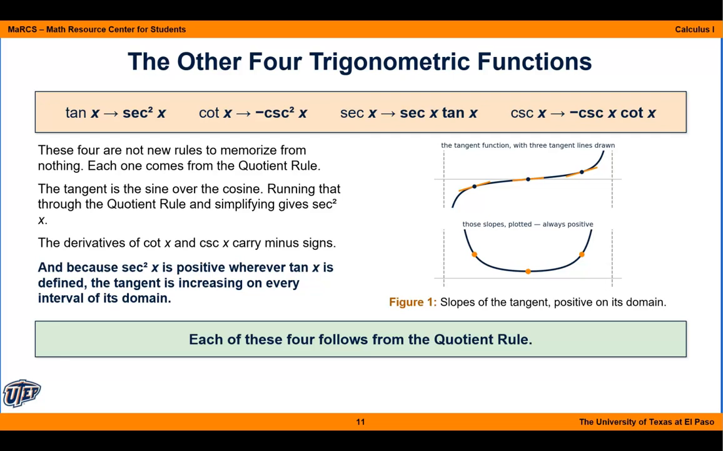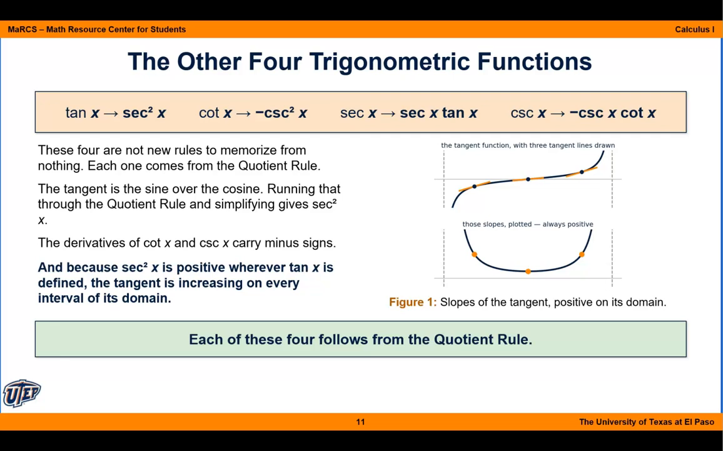We already know the derivatives of sin x and cos x. We can now complete the basic trigonometric derivative formulas. d/dx of tan x is equal to sec² x. d/dx of cot x is equal to -csc² x. d/dx of sec x is equal to sec x times tan x, and d/dx of csc x is equal to -csc x times cot x.